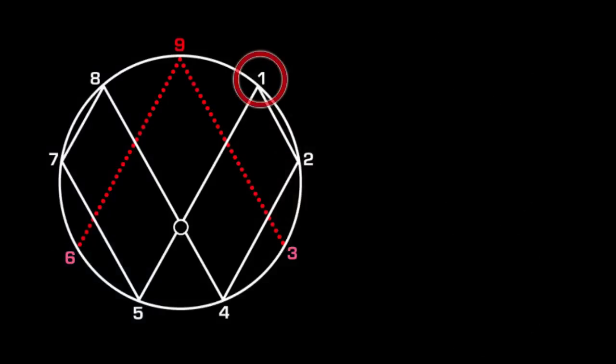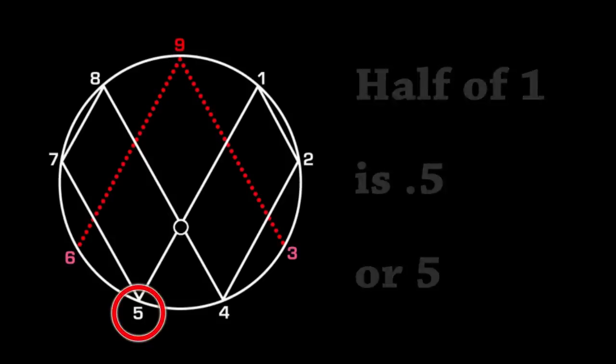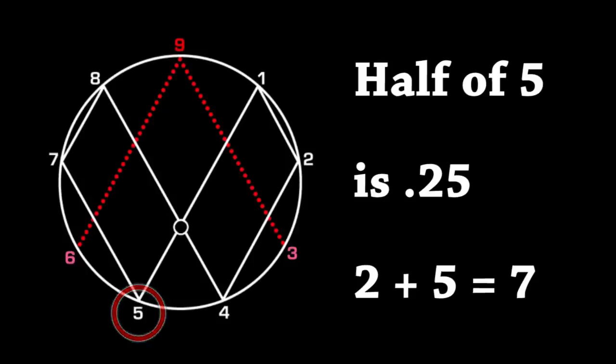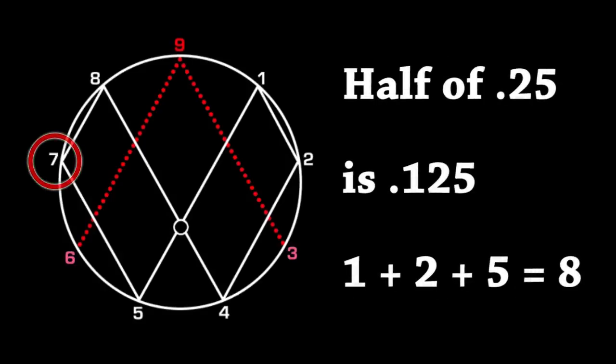Now, if we go backwards, meaning reduce the number 1 by half, we would get 0.5, which translates to 5. If we reduce 0.5 in half, we get 0.25. And after adding the 2 and 5, it leaves us with 7. Reducing 0.25 in half gives us 0.125. And adding 1 plus 2 plus 5 gives us 8.